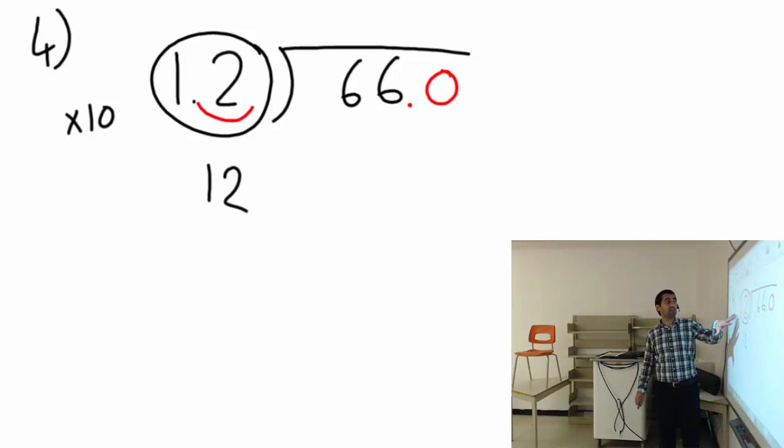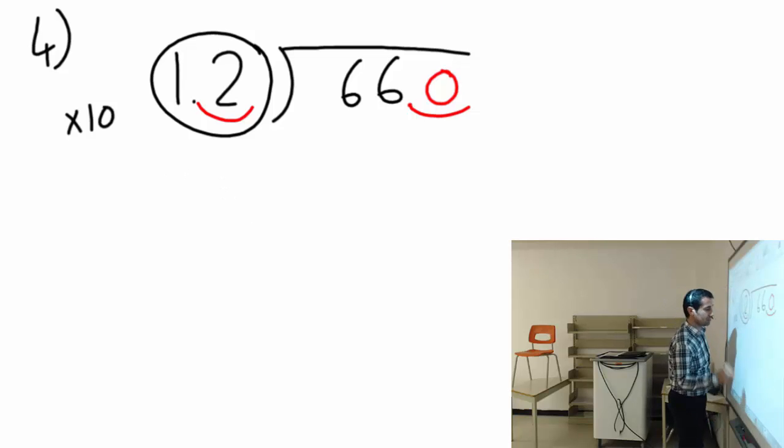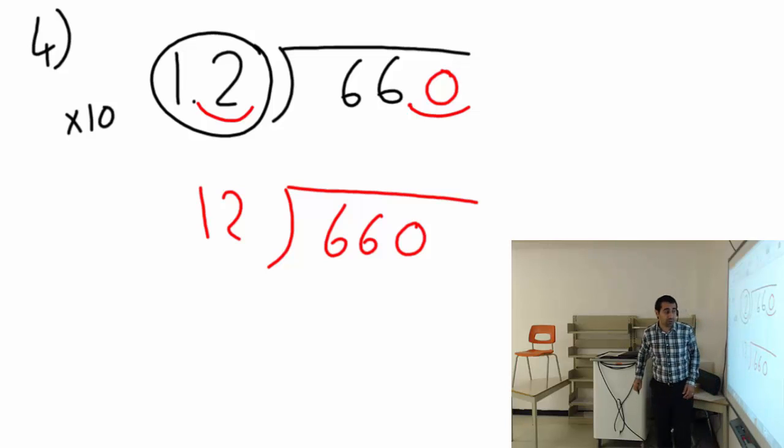So I change 1.2 to 12. The decimal moves to the right. The decimal has to move to the right here as well. And I'm going to end up with my brand new question, 12. Oops. Brand new question 12. That will be 660. So my brand new question is, I'm going to divide 660 by 12. So that's my brand new question.